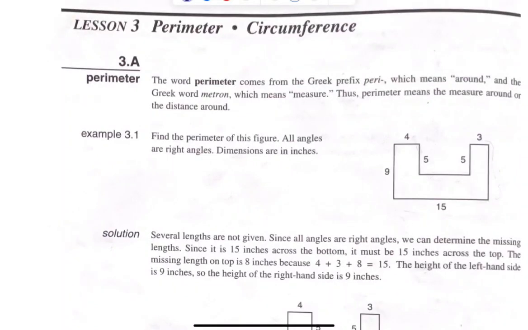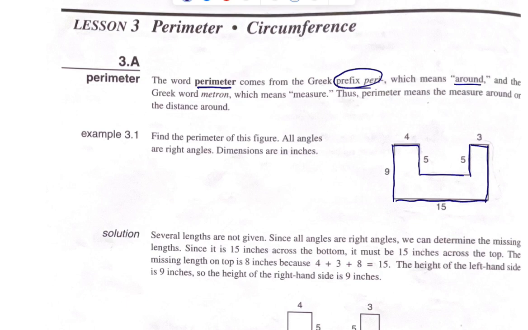Hi everyone. In today's lesson, we're going to learn about perimeter and circumference. Now, the word perimeter is derived from the word that means measure around. So what we're going to be doing is measuring the distance around in these examples. We're going to start with this first example of measuring the distance on each of the sides around this figure.